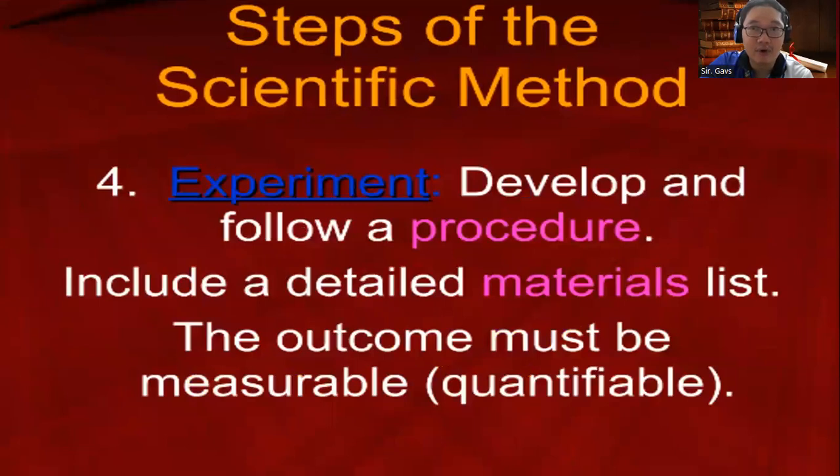And after you have formulated your hypothesis, you will now conduct an experiment to develop and to follow a procedure. So it includes a detailed material list. The outcome must be measurable or quantifiable so that you may end up with a conclusion if the hypothesis is rejected.